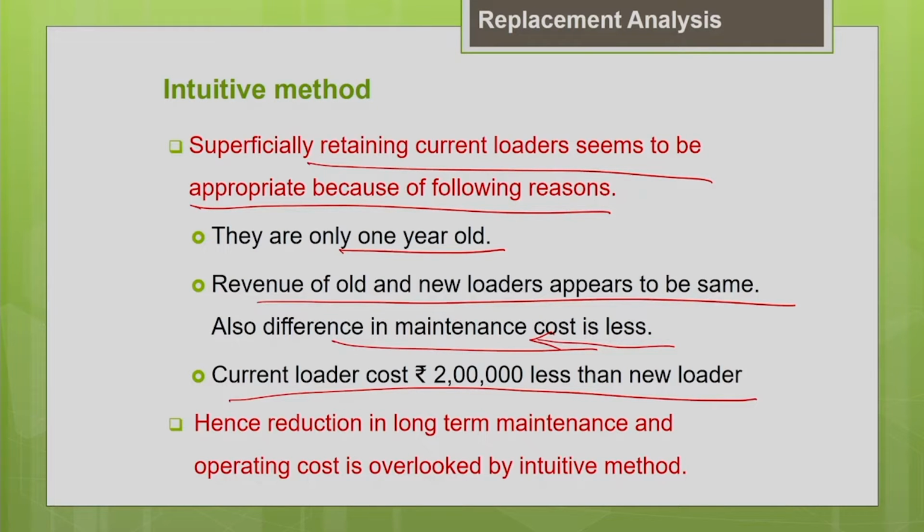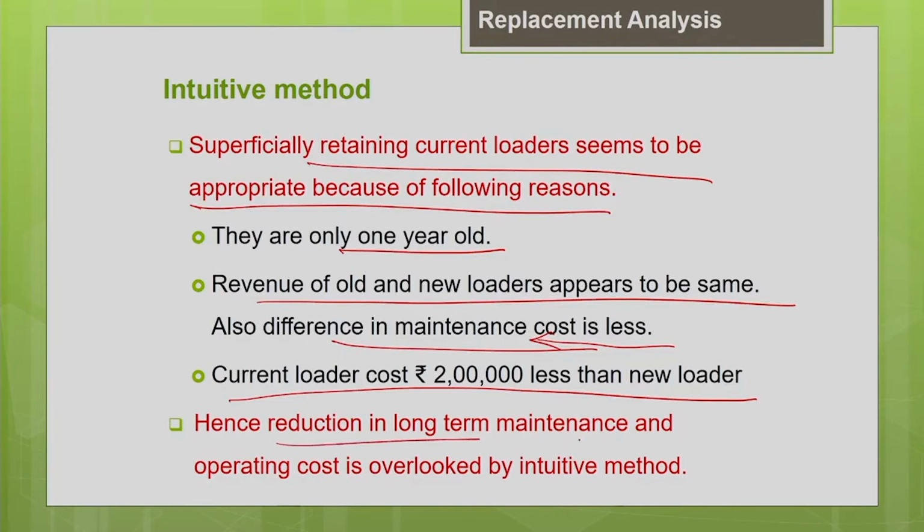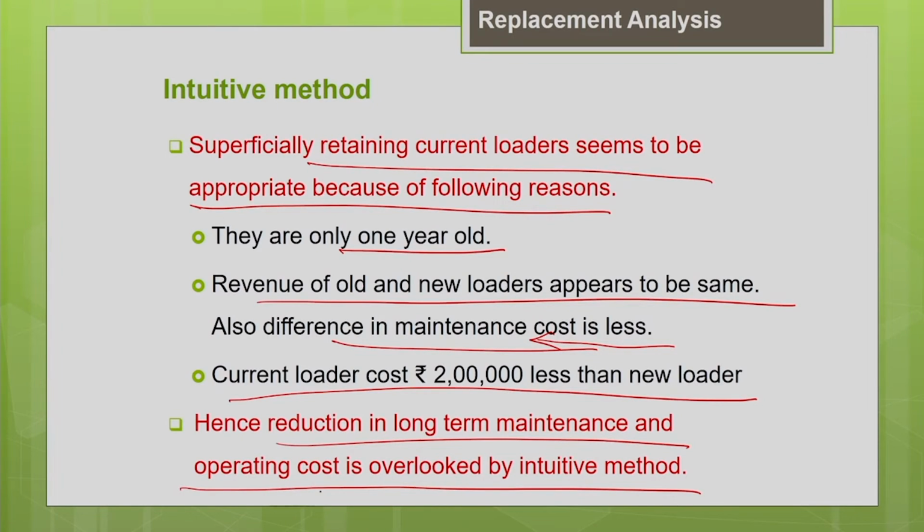So, when we go by the intuitive method, the reduction in the long-term maintenance and operating cost is overlooked. As I told you, every year we are able to save at least 20,000 in the maintenance and operating cost if you go for the new loader. That we are overlooking in the intuitive method. Hence the reduction in the long-term maintenance and operating cost is overlooked by the intuitive method, and we may make a decision that retaining the current loader itself is the best option. So, this is the output of the intuitive method.